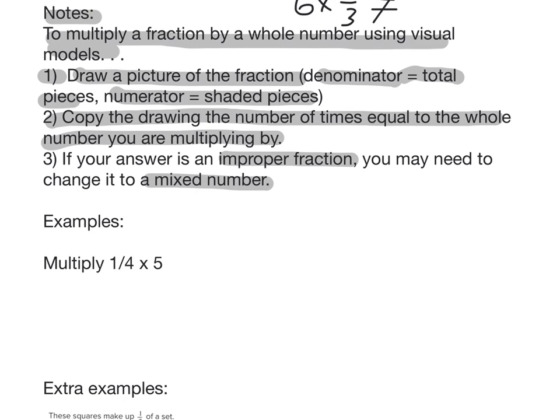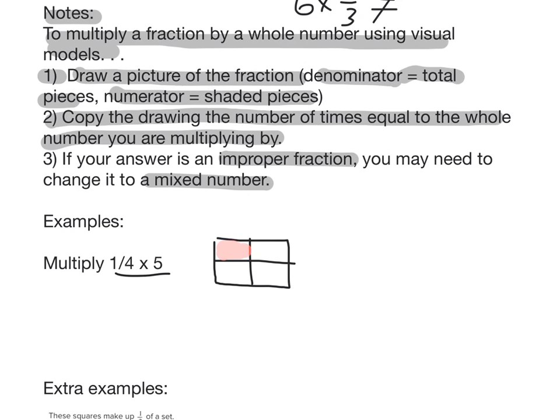So, let's have an example. We're going to multiply 1/4 times 5. So we're going to start with step number 1. Draw a picture of the fraction. You can draw 1/4 however you like. I think I will draw rectangles because I can draw rectangles. The denominator is the number of pieces, so 4 pieces. The numerator would be the number I shade in, so 1/4 would look something like this. And now I'm multiplying by 5, so I need 5 of those.